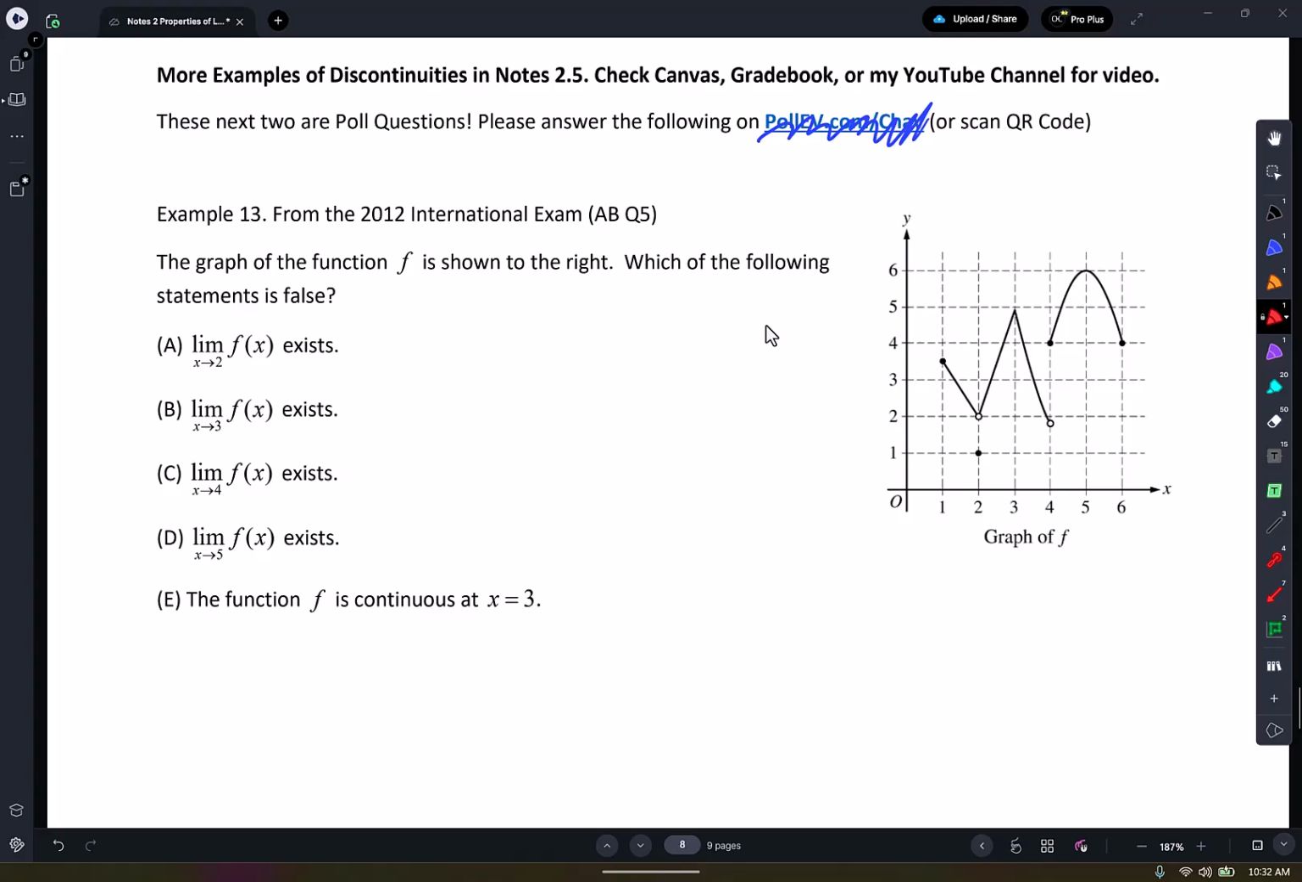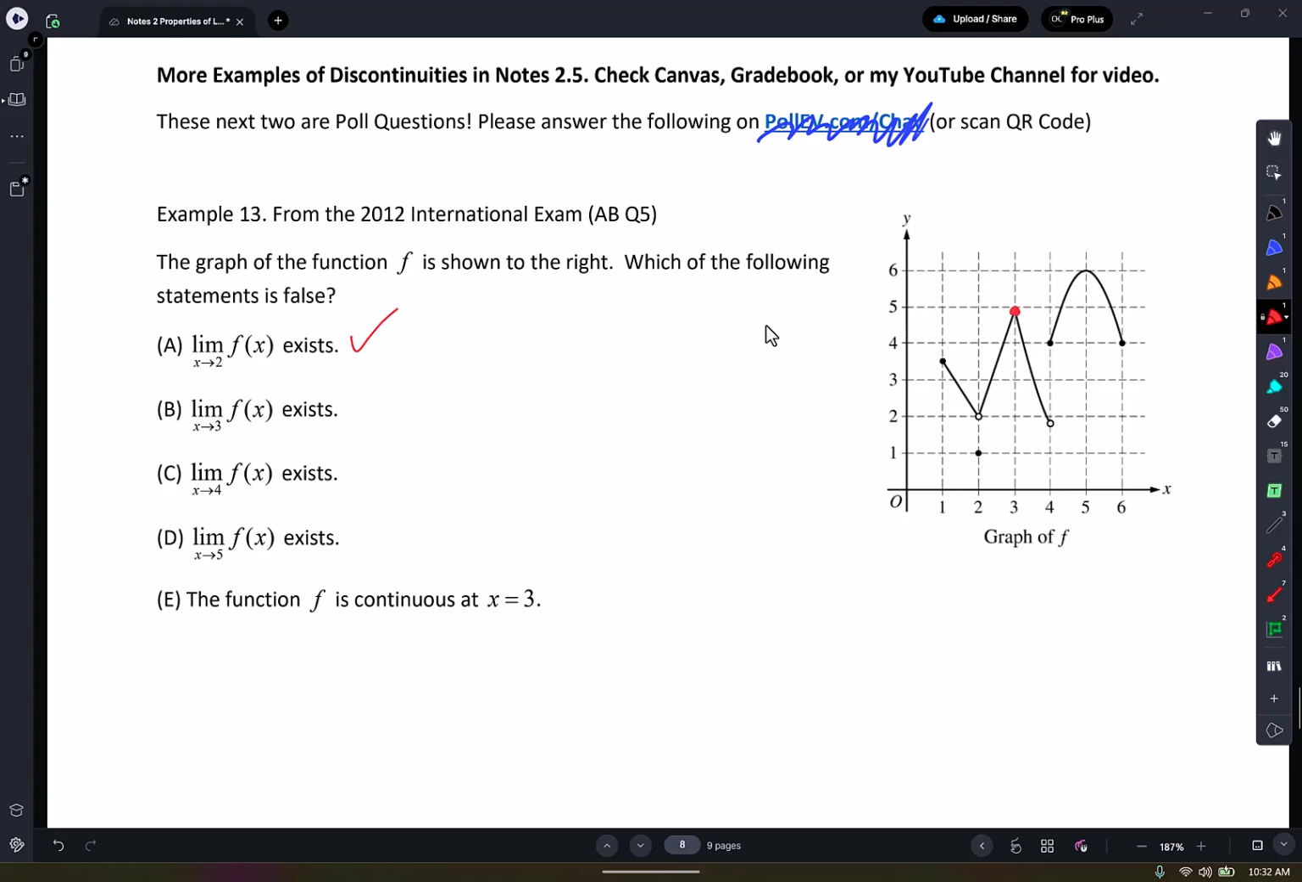Let's look at it. The graph of the function f is shown on the right. Which of the following statements is false? So they want a false one. Limit as x approaches 2 exists. That one's true, because if I approach from the left, it's 2, and if I approach from the right, it's also 2. Limit as x approaches 3 exists. Yeah, that looks like it exists. It's continuous. It's just a sharp corner there.